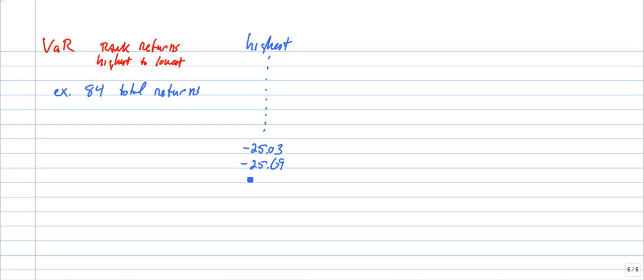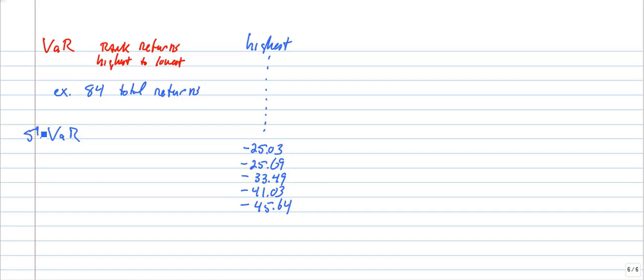25.69 negative. 33.49 negative. 41.03 negative. And negative 45.64%. And what we're looking for is the 5% value at risk.